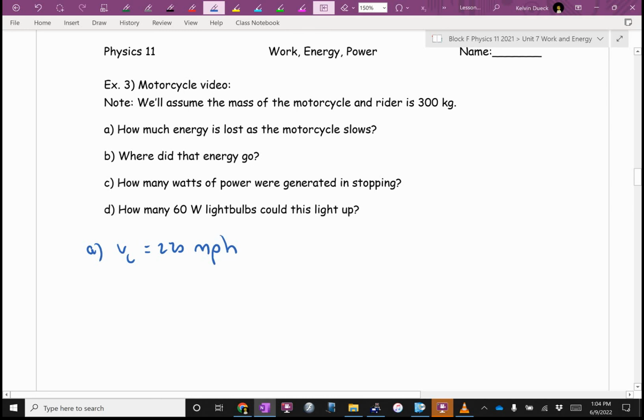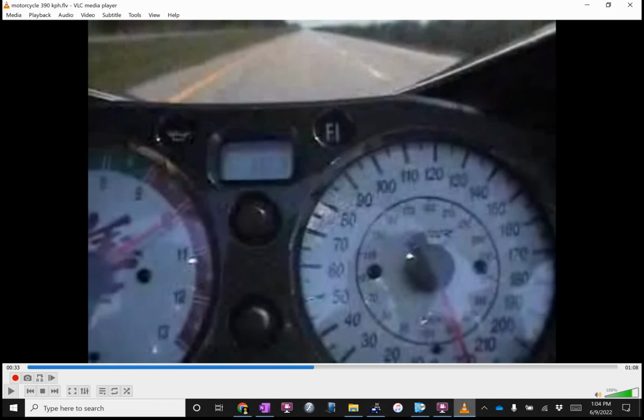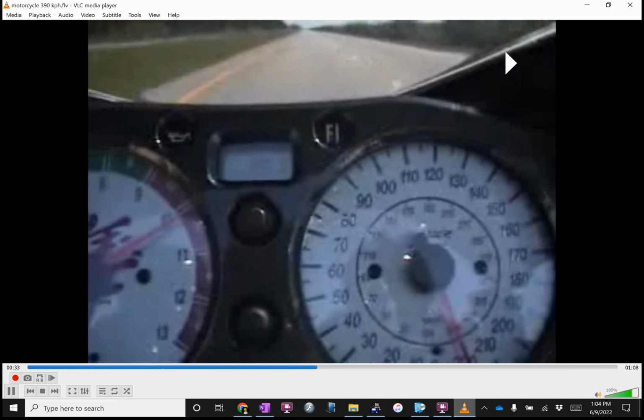Convert 220 miles per hour to meters per second. A little quicker, please, Siri. It's 98.35 meters per second. 98.4. And now this driver is going to start to slow down.